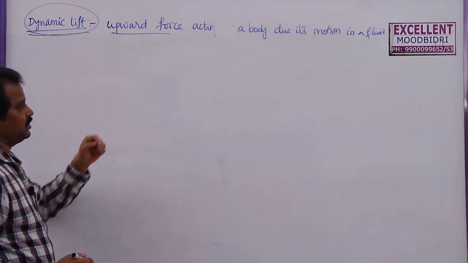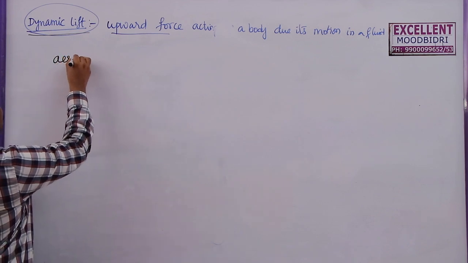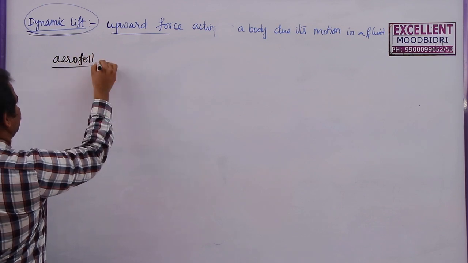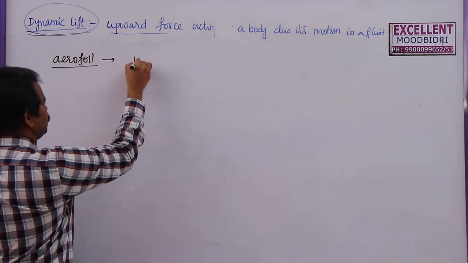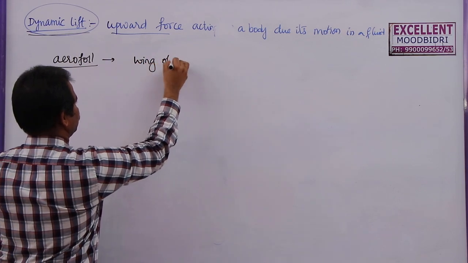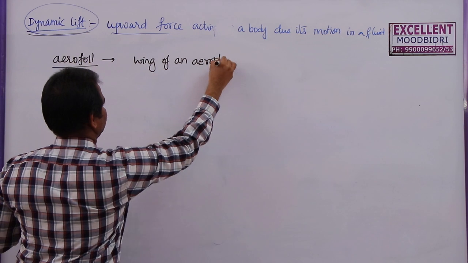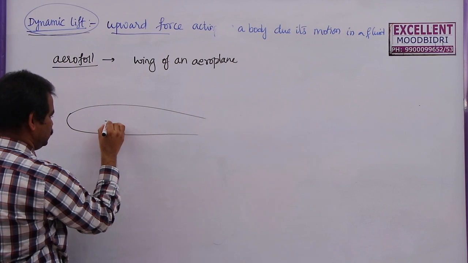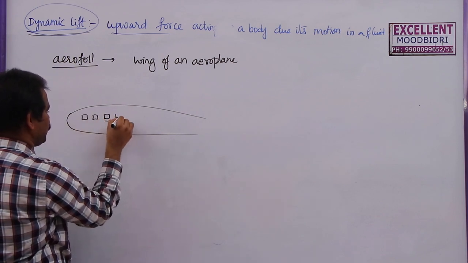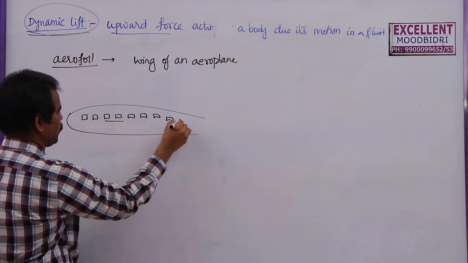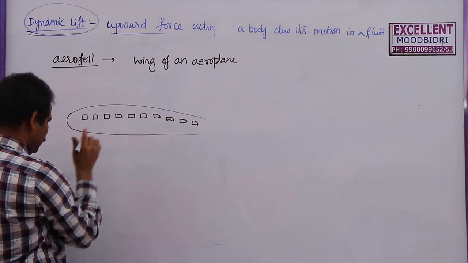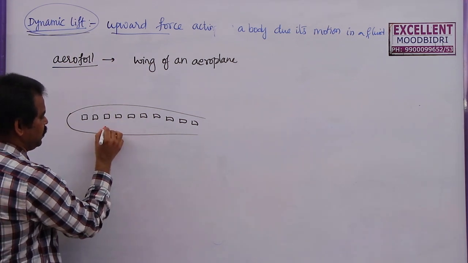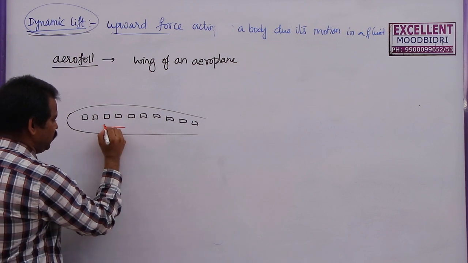Dynamic lift can also be explained in the case of an airplane or aerofoil. So this is the wing of an aeroplane. Generally, if you take the aeroplane, this is the cross section, side view of the aeroplane. Here you can see the wing of the aeroplane. It will have two wings on both sides. On that side I am not going to draw here, but on this side, the shape of the wing will be like this.